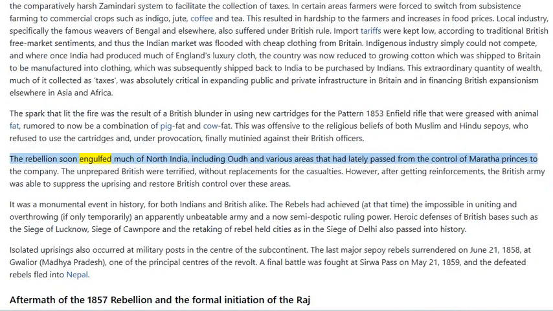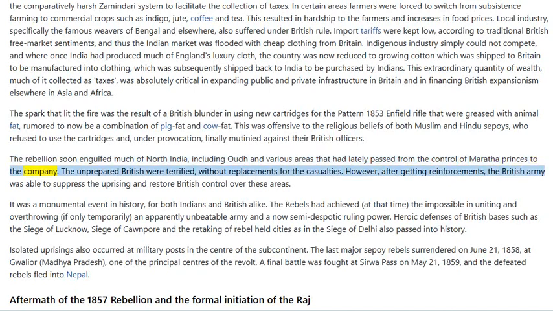The rebellion soon engulfed much of North India, including Oudh and various areas that had lately passed from the control of Maratha princes to the company. The unprepared British were terrified, without replacements for the casualties. However, after getting reinforcements, the British army was able to suppress the uprising and restore British control over these areas.